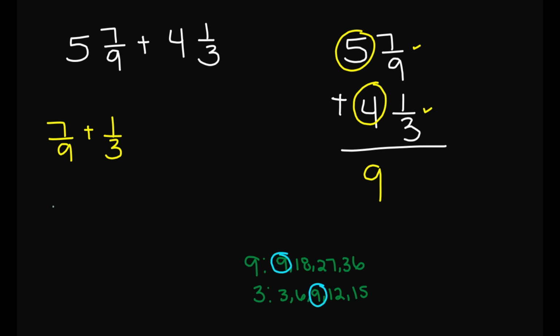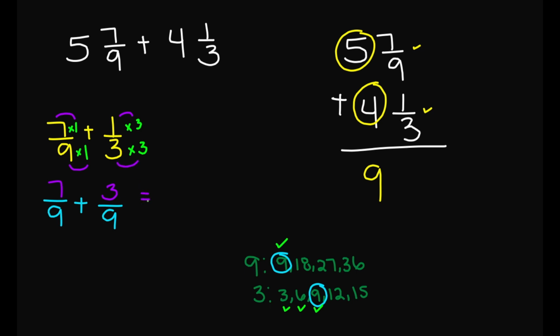So that means I need to get 9 in my denominator so that I can add. So looking at my 9, I'm going to multiply top and bottom here by just 1. So this is going to be top and bottom by the number 1. And then for my 3, I'm going to multiply top and bottom by 1, 2, 3. Now we're going to multiply. So we have 7 times 1, this is 7. 9 times 1 is 9. 1 times 3 is 3. And then 3 times 3 is 9.